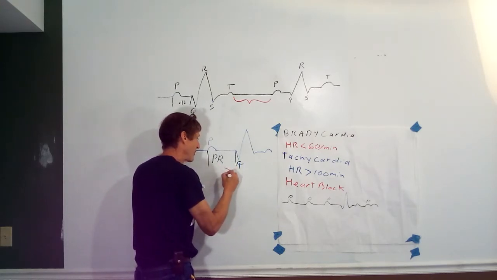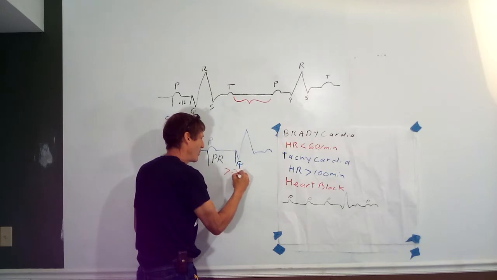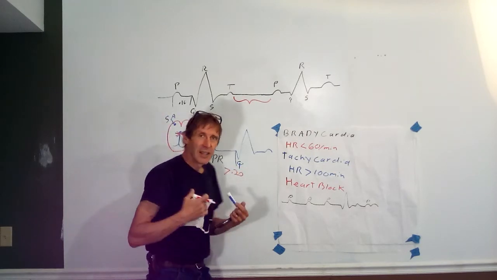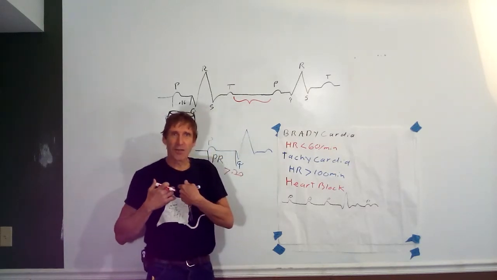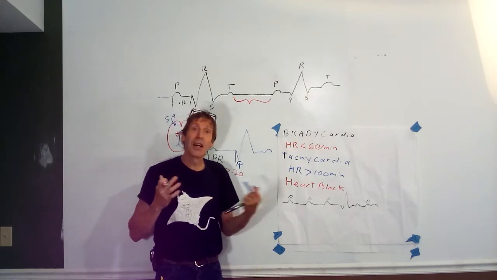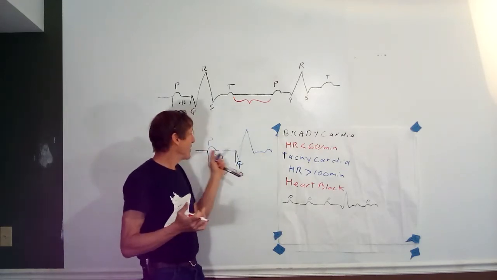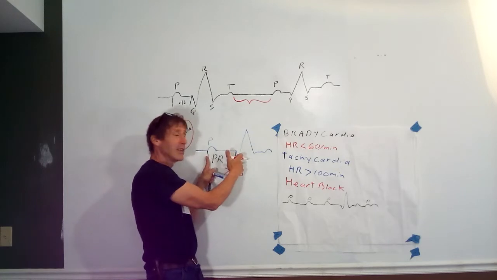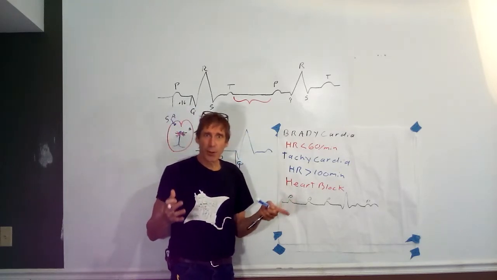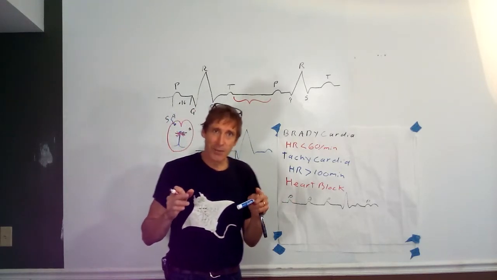If this time is prolonged, that is, if the PR interval is greater than, I believe the value was 0.20 seconds, if it takes more than 20 hundredths of a second for the impulse to go from the SA node into the ventricles, that's first degree heart block. The EKG may look relatively normal except for a long or prolonged PR interval. That's first degree heart block.